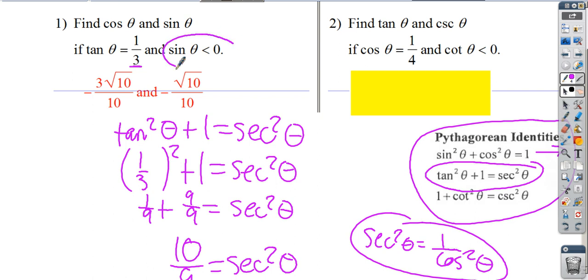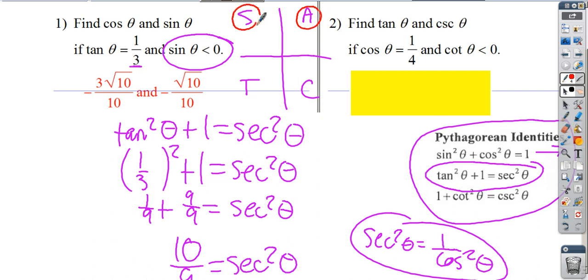This part right here. Sine is less than 0, so we have to remind ourselves using this acronym that we talked about: All Students Take Calculus. In which quadrant is sine less than 0? Well, what this tells you is the quadrant. So this one means everything is positive. This one means sine is positive. So if sine is less than 0, that means we're in one of these two right here. How do we decide? We decide based on this.